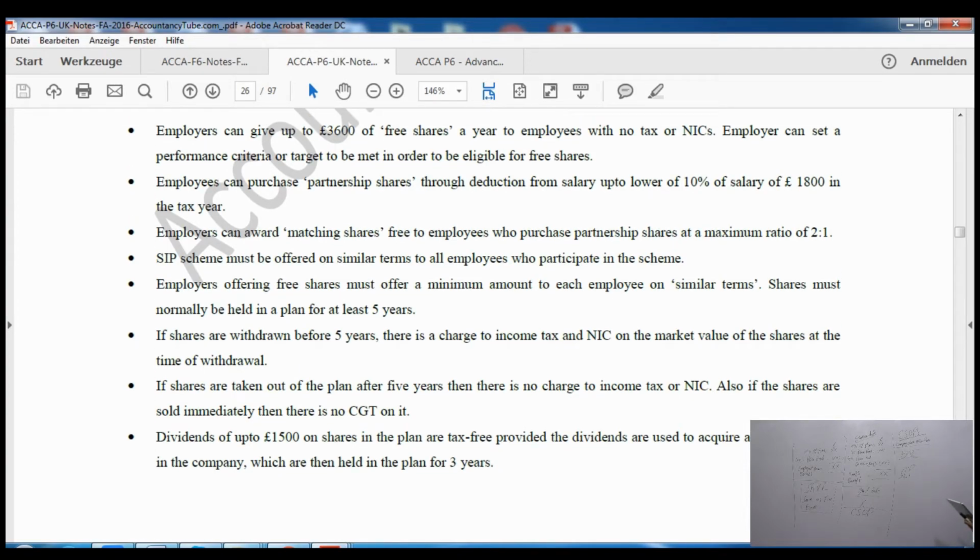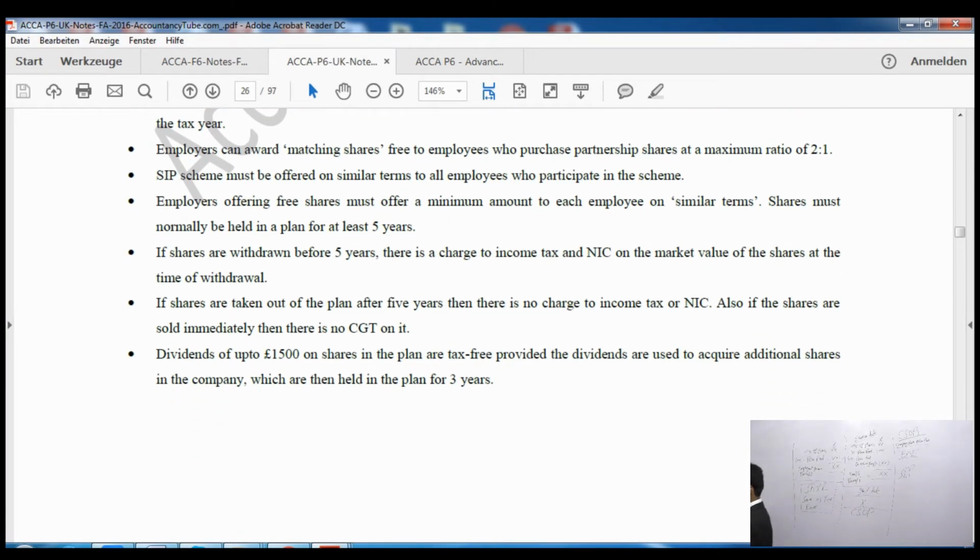Employees can purchase partnership shares through deduction from the salary up to the lower of 10% of salary and £1,800 in the tax year. Now there is a mistake here in the notes. Please make sure you rectify it. It says "of" here in the notes before £1,800. It actually is "and". So from salary up to the lower of 10% of salary and £1,800 in the tax year.